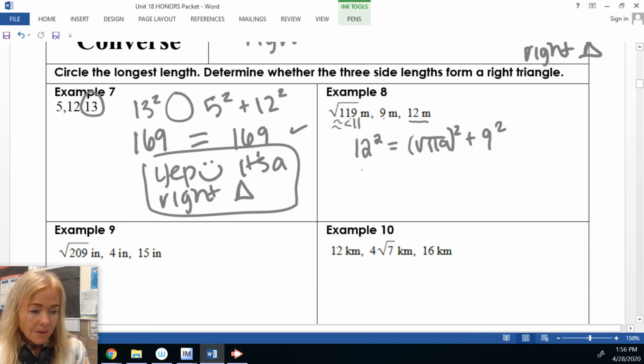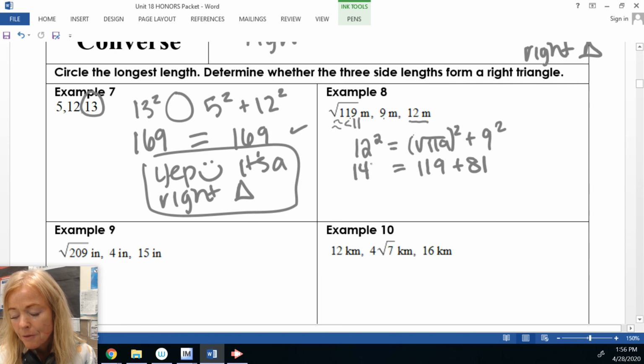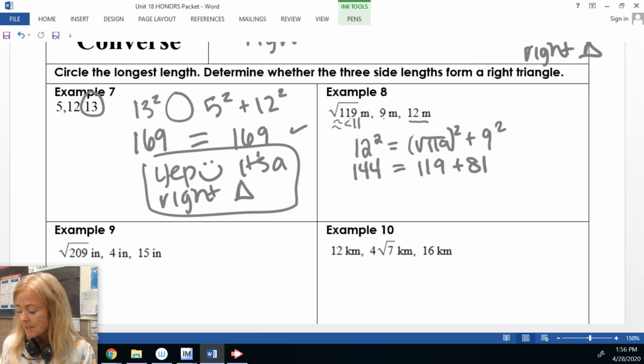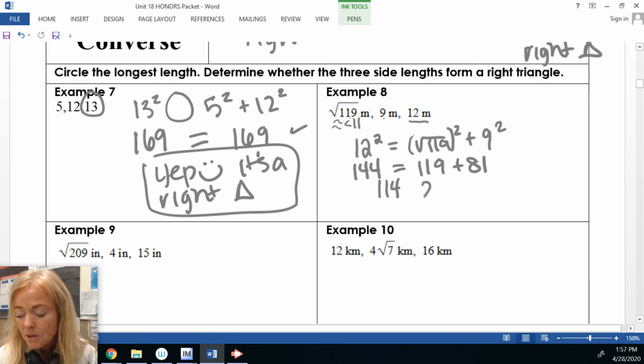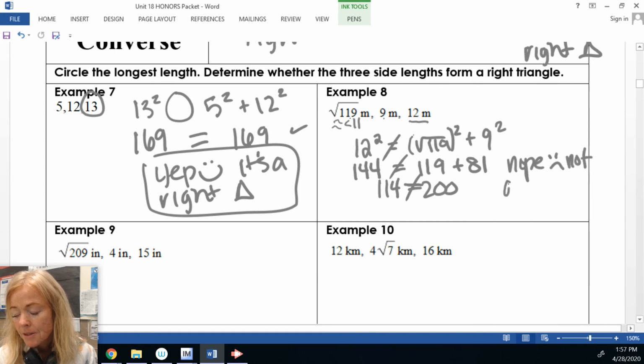Now, I'm going to do this without a calculator because I love it when it's radical 119 squared, because the square undoes the radical and it's just 119 plus 81. And is that equal to 144? 12 squared is 144. And it doesn't look like it is, does it? 119 plus 81 is going to be quite a bit, 200. So 144 and 200 are not equal. And that means that no, it's not a right triangle. It's kind of an angry looking note.